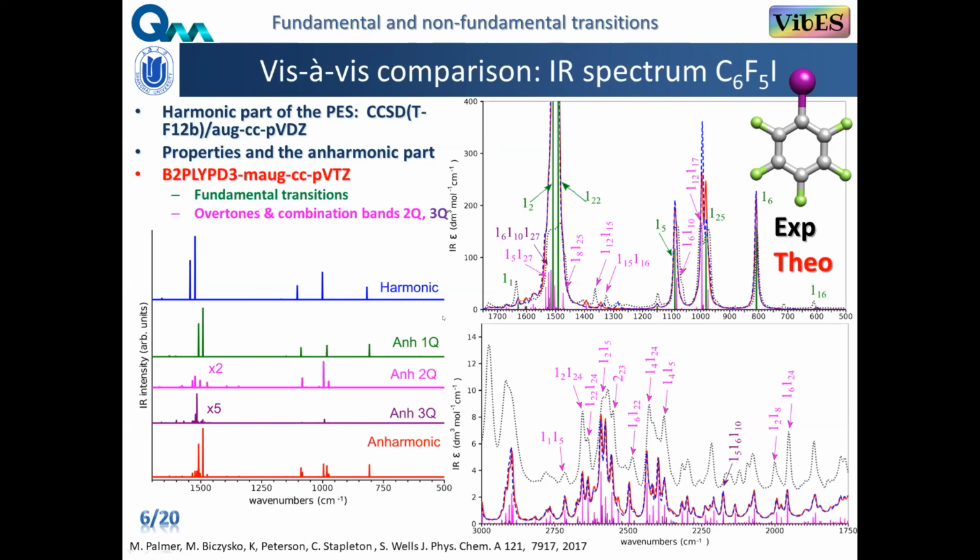And what is also interesting, and in this slide I would like to highlight, is that it's not only necessary to have one quantum, so the fundamental transitions, which are represented by green lines here, but also two quanta, so overtones and combination bands, or even three quanta transitions, to get the fully anharmonic spectrum, which can best represent the experiment.